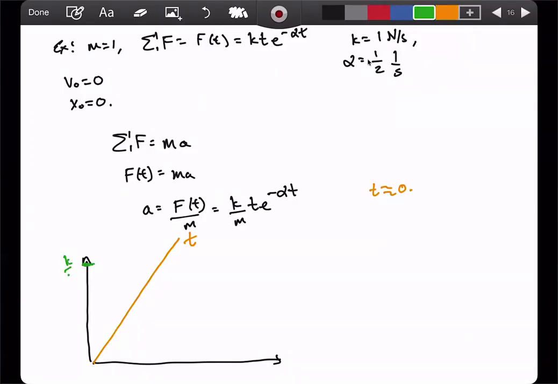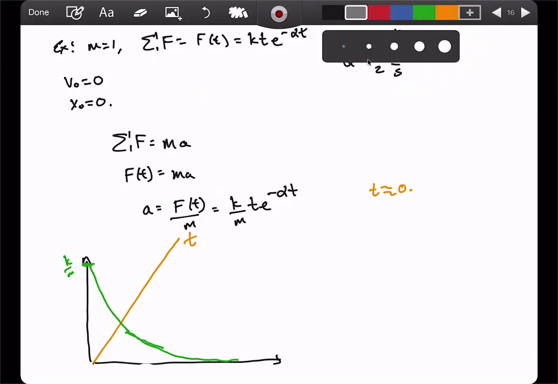Then what else do we know? We know that also k over m, this thing has an exponential. So here's my exponential. Something like that. Now, as time goes on to infinity, what's going to happen then is the exponential is going to take over because that's decreasing faster than the linear portion is increasing, which means our plot is going to initially follow the linear portion, and then it's going to follow the exponential afterward, which means our total plot is going to look something like that.